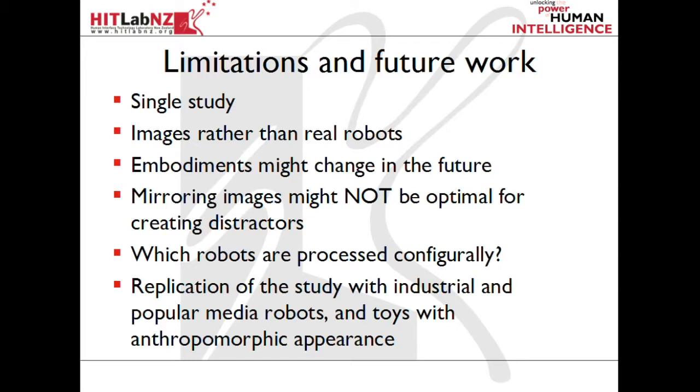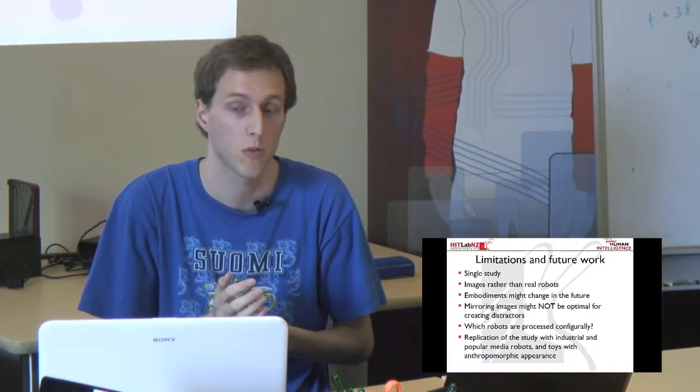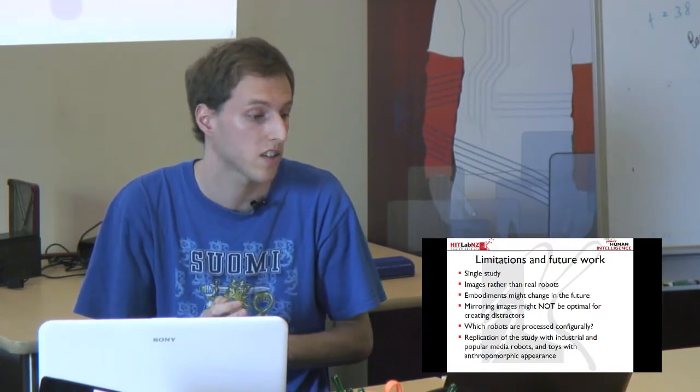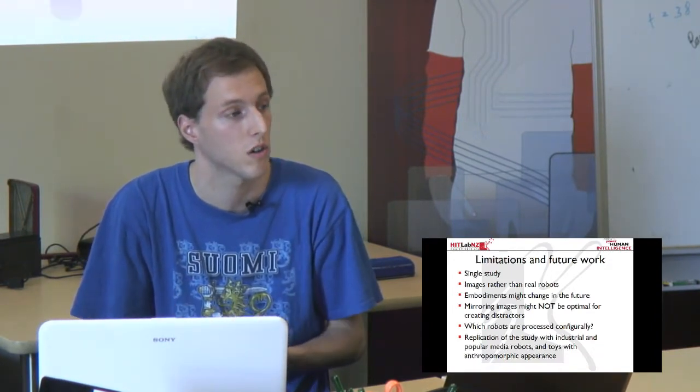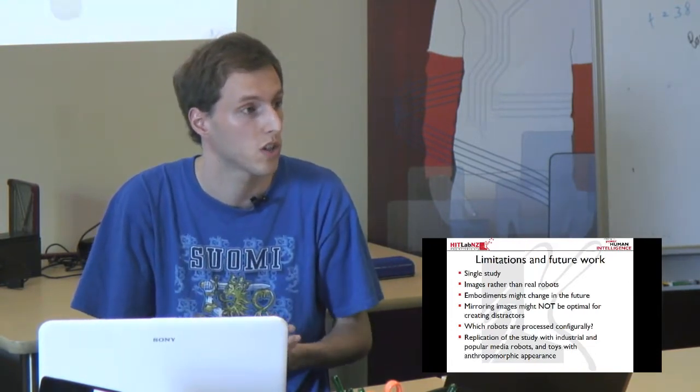Furthermore, future studies should answer the question of which robots were processed configurally. Although we showed that the robots can elicit the inversion effect, we can't answer with the current study whether all the robots elicit the inversion effect, or whether there are certain robots which do that. Future studies could include industrial and popular media robots, as well as toys with an anthropomorphic appearance, to see whether there is really something special about robots, or whether it affects all objects which have a human-like appearance. Thank you.